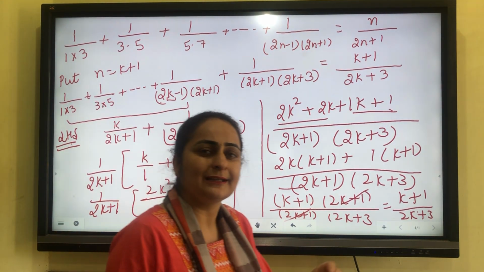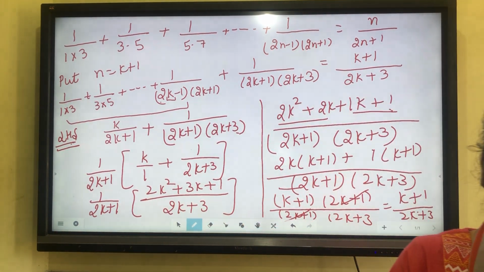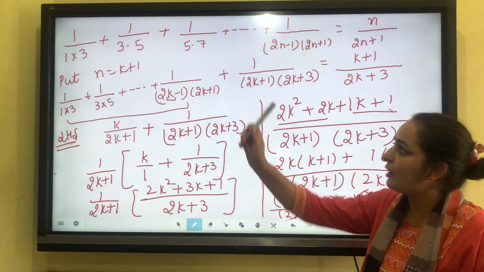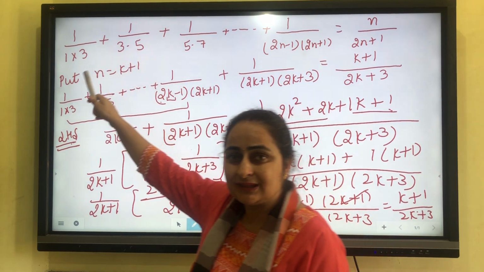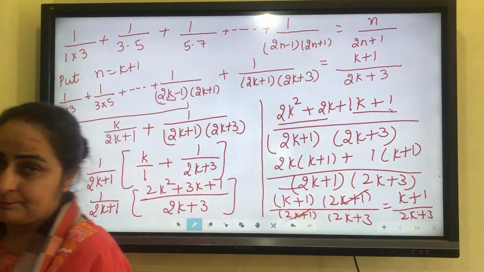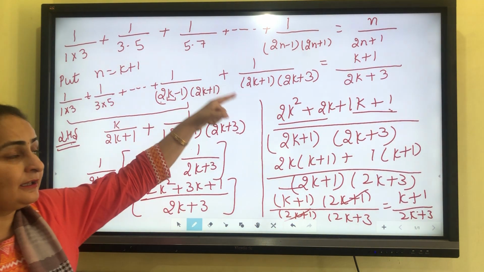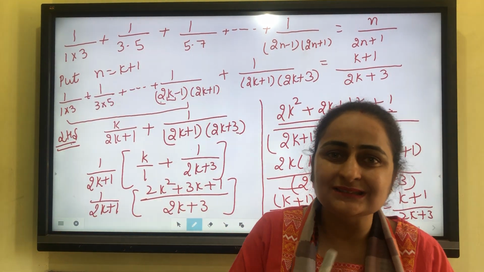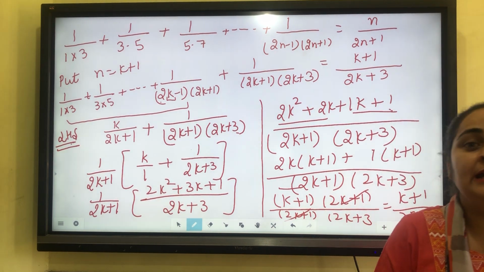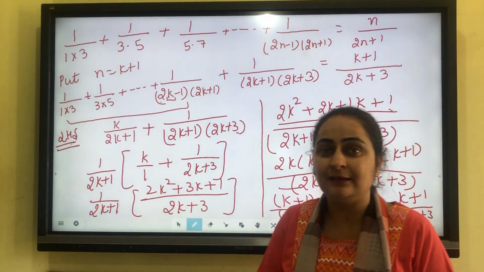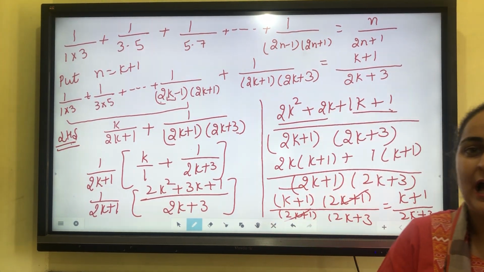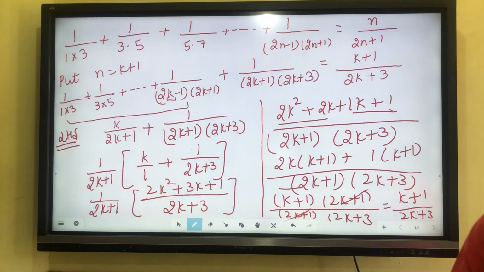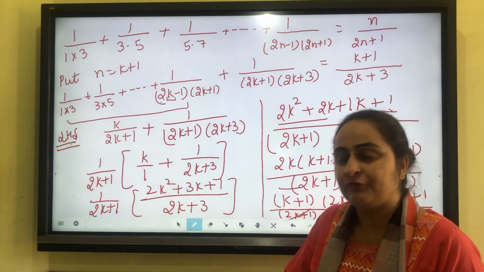You have to use only 3 steps. First step is put n is equal to 1. N is equal to 1 means from the left hand side you consider only the first term, and on the right hand side fill the value n is equal to 1. And in the second step there is no change, that is same as the question, but the change is that in the question I am using the value of n, and in the second step I am using the value of k in place of the n.